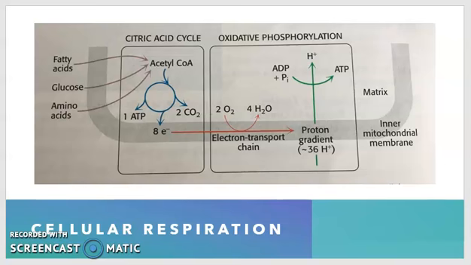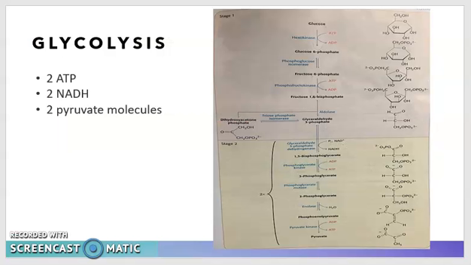And there are 4 stages of cellular respiration, and the first one is glycolysis. In glycolysis, glucose, a 6-carbon sugar, undergoes a series of chemical transformations, and in the end it gets converted into 2 molecules of pyruvate, a 3-carbon organic molecule, and in these reactions, ATP is made and NAD+ is converted to NADH.